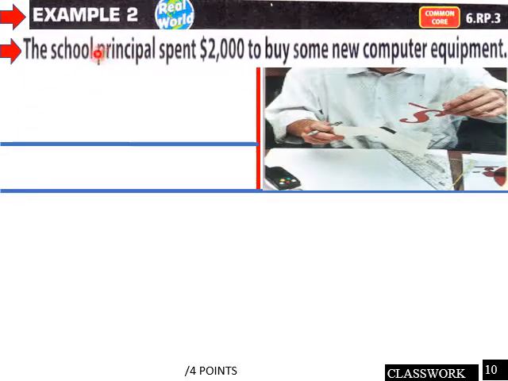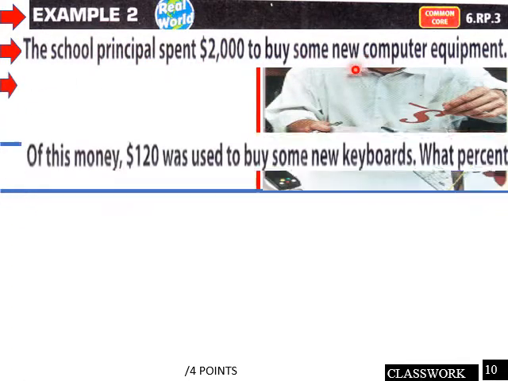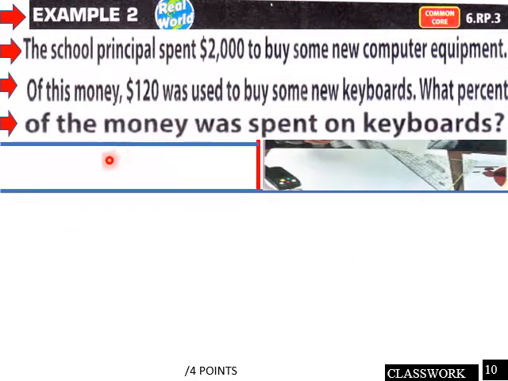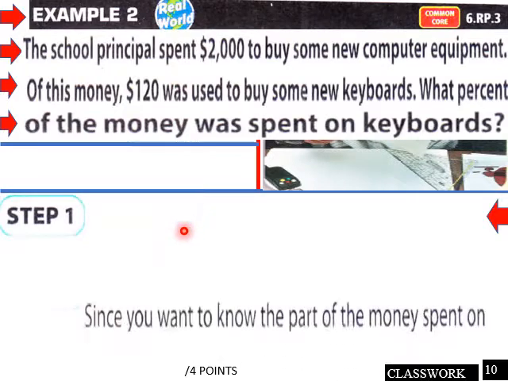Example 2. The school principal spent $2,000 to buy some computer equipment. Of this money, $120 was used to buy some new keyboards. What percent of the money was spent on keyboards? So we need to find what percent 120 is of 2,000.